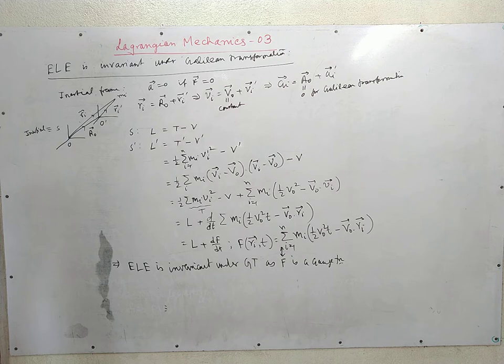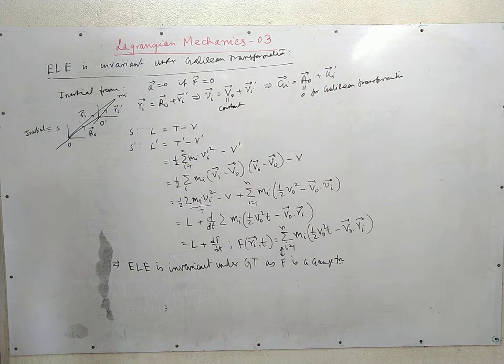In this class we have proved two important properties of the Euler-Lagrange equation. Firstly, we have proved that the Euler-Lagrange equation remains invariant if we add the total derivative of a function f, which is a function of generalized coordinates and time, to the original Lagrangian. So the resulting Lagrangian also satisfies the same Euler-Lagrange equation. In other words, f is called the gauge function.